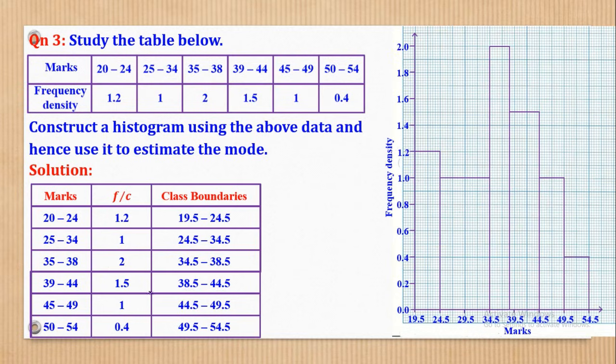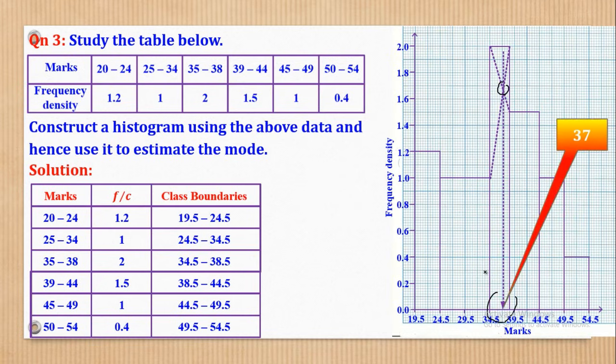So that is our histogram, but they want you to get the mode, so you do the same. This is the highest, so draw a line from here to here, and also join from here up to here using a ruler, and then draw a perpendicular from the point of intersection. After that, you read off this value. So that will be the mode, so you just come and conclude that the mode is 37.